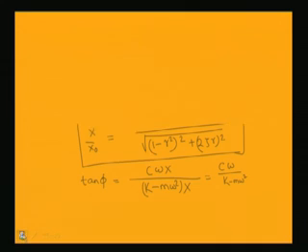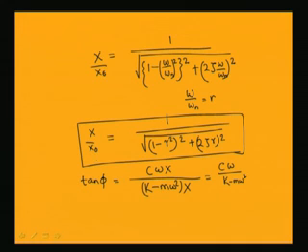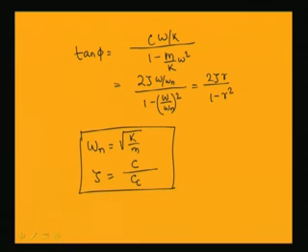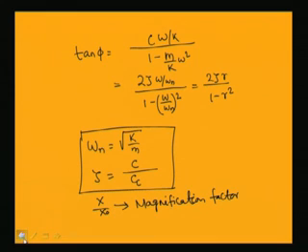This factor X by x0 is known as the magnification factor of the system, and we can plot this magnification factor versus the frequency ratio of the system.